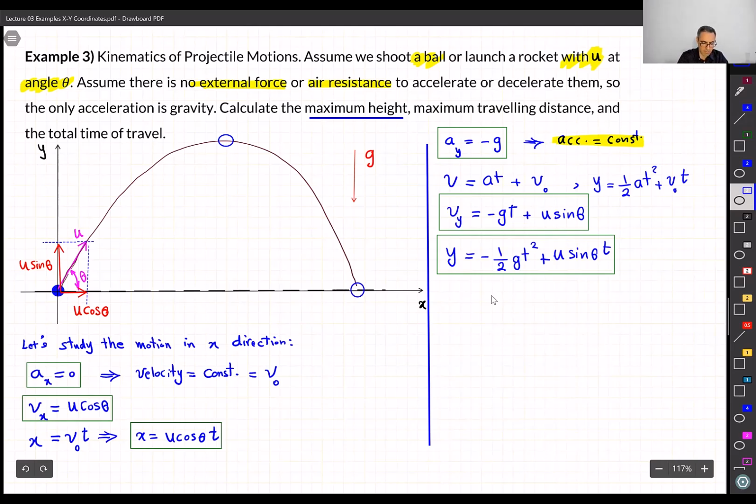All right. So now what do we know about this ball at the very top? So this is the question. What do we know?